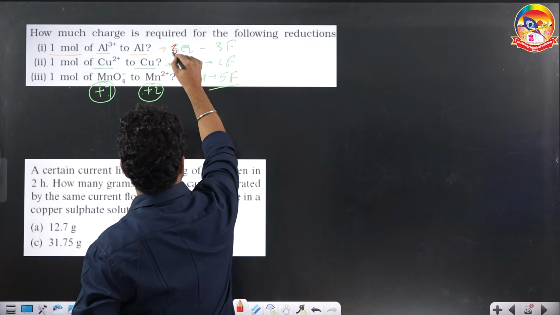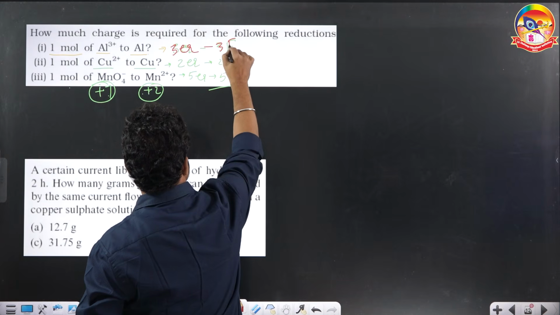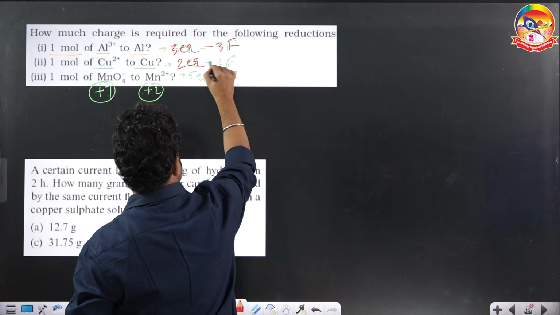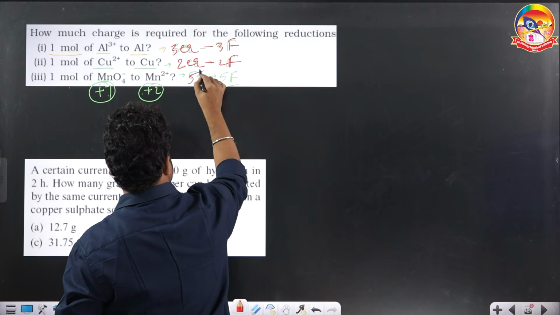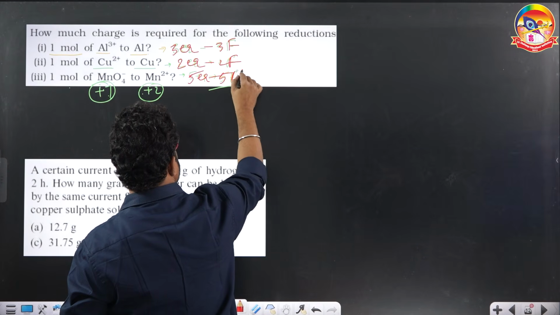So it is 3 equivalents, 3 Faradays, 2 equivalents, 2 Faradays, 5 equivalents, 5 Faradays.